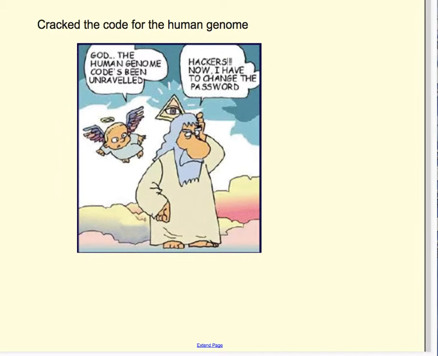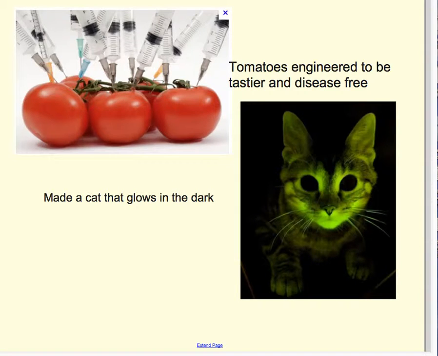We've actually cracked the code for the human genome. What we've really done is sequence the whole genome, and we now know where every single letter is of every individual, but we don't know what it all means. So we've got a lot of work to keep doing with that. This next slide shows some of the advantages of genetic engineering. The very first genetically modified food were tomatoes that were engineered to be tastier and disease-free, so they were more resistant to diseases and tastier.